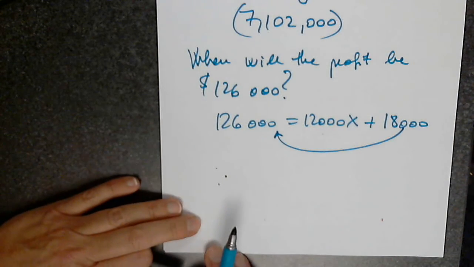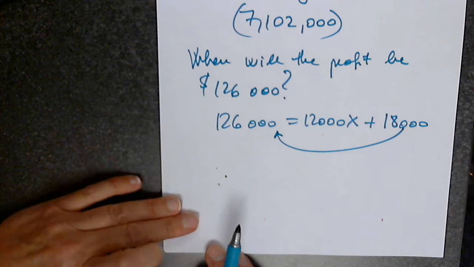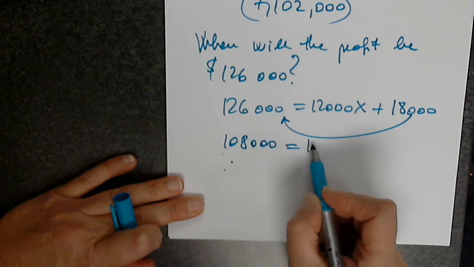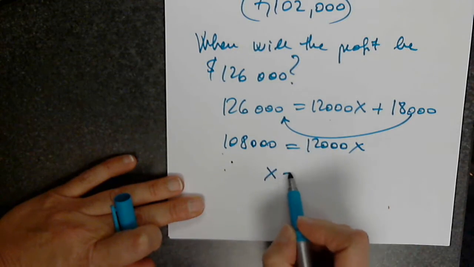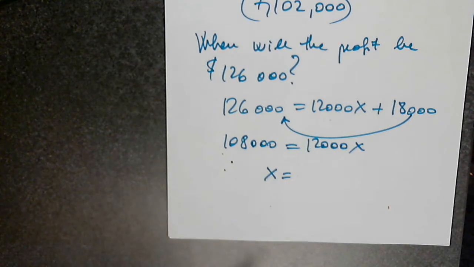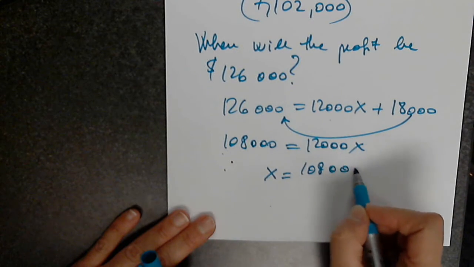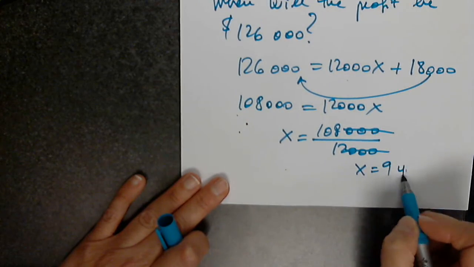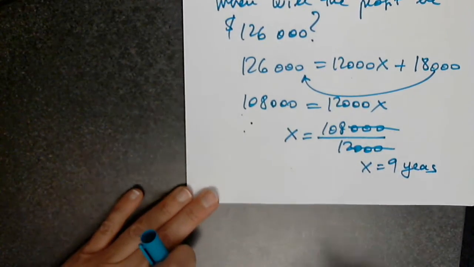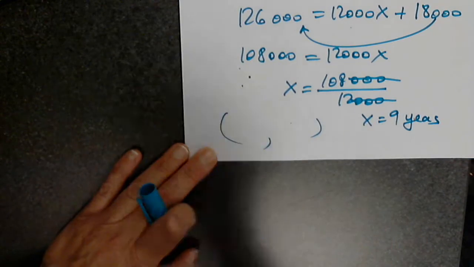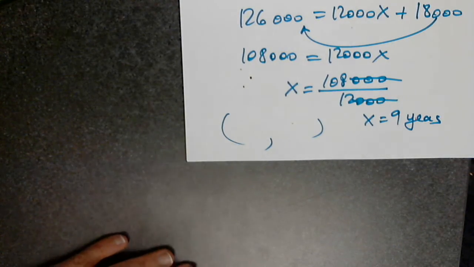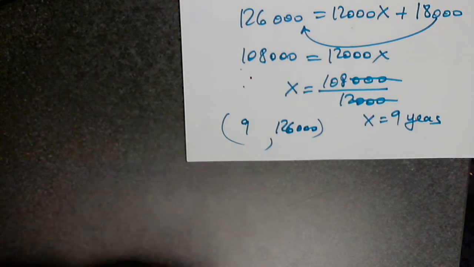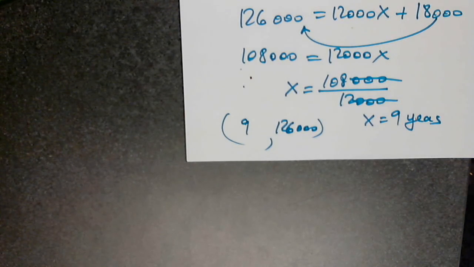So 126 minus 18 is 108. Okay. How do I get x now? I divide 108,000 by 12,000. So x equals 9 years. Now, if I ask you what is the ordered pair that you just determined, what will you say? That's the reason why we study linear equations.